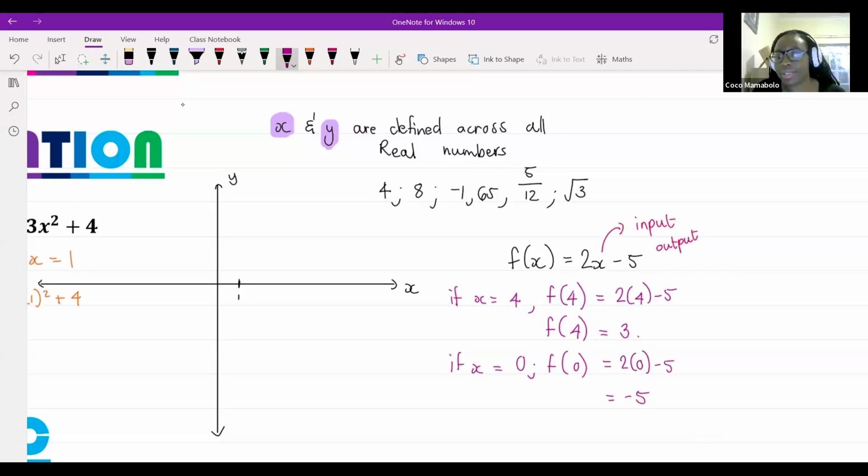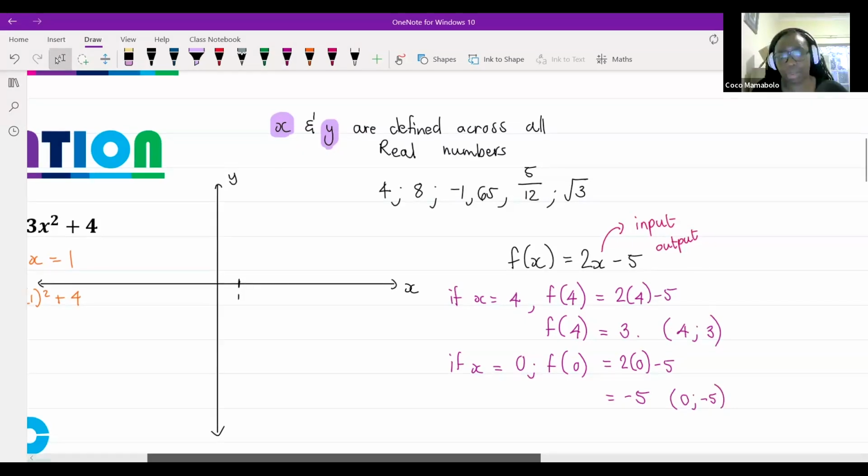That tells me on my Cartesian plane, where my x value is 4, my y value will be 3. My input was at the point 4. The output of that function came out at the point 3. Same down here. If my x value or my input was 0, my output value, my y value, was -5. All right, let's see how we represent these two things on a Cartesian plane.